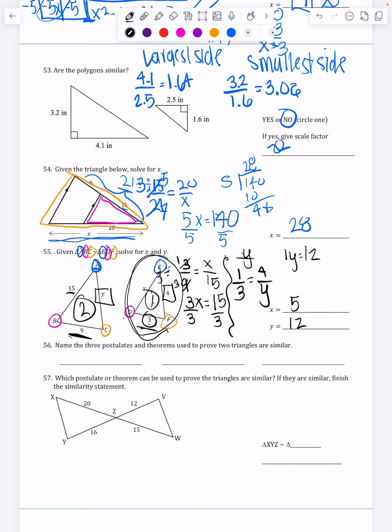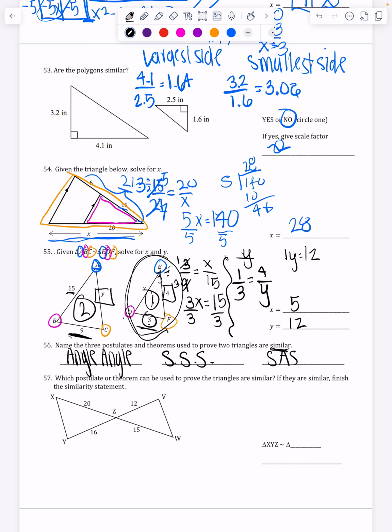Okay, three angle postulates and theorems used to prove triangles similar would be angle, angle, side, side, side, and side, angle, side.